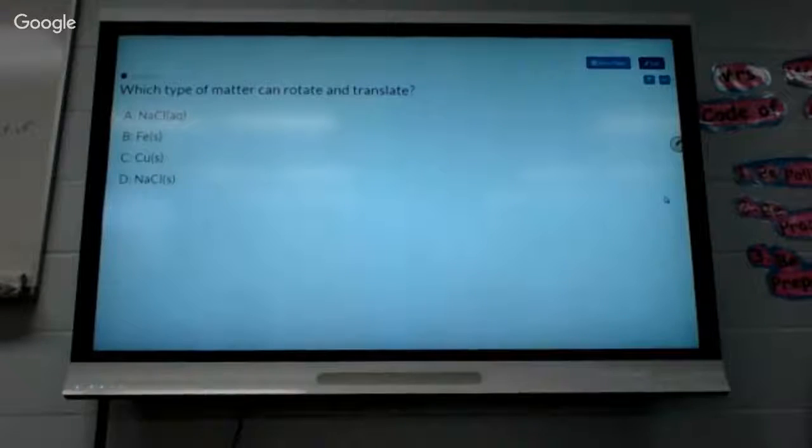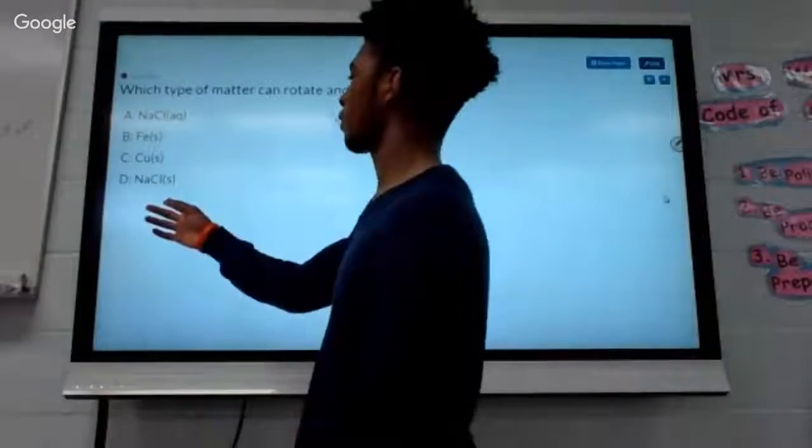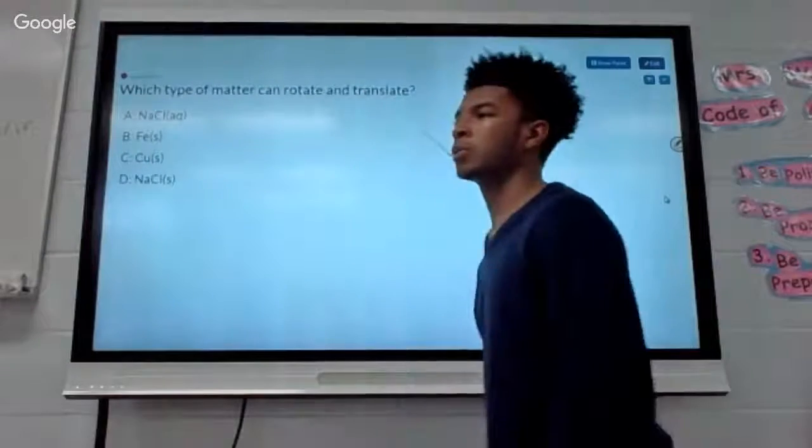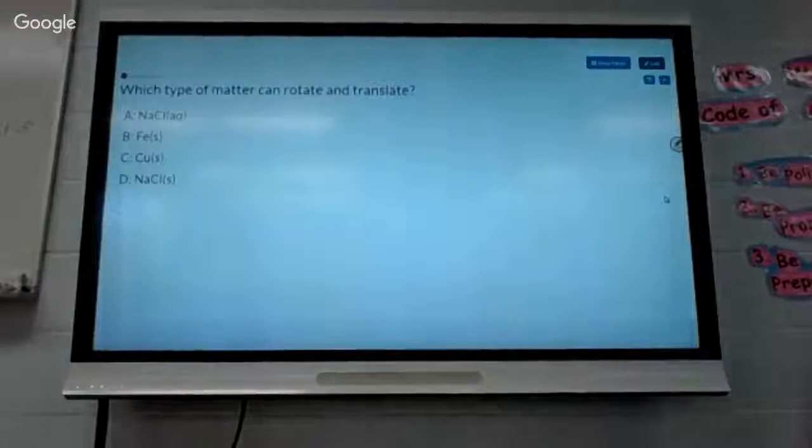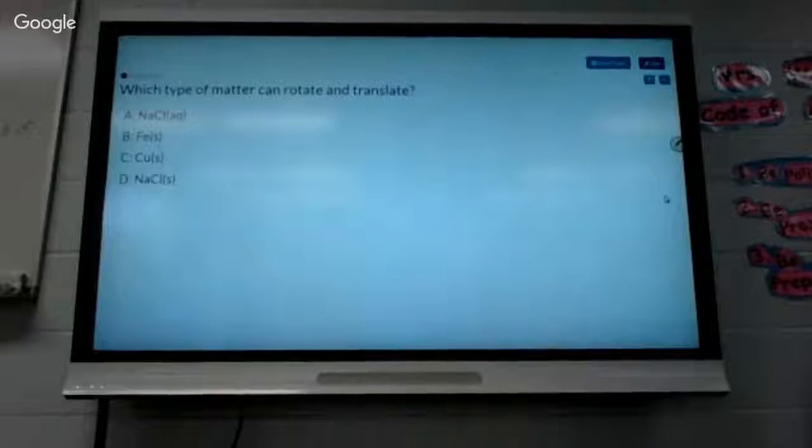Okay, that's everybody. All right, so 10 of us got it right, 3 of us got it wrong. What do you look at to figure out if it'll rotate or translate? The states. (aq) means it is a liquid. It can move. (s) means it's a solid. It can only do what? It can only vibrate. Very good. All right, next question.